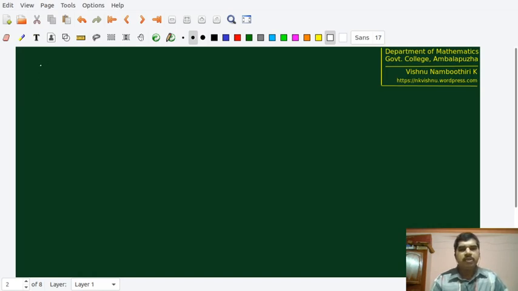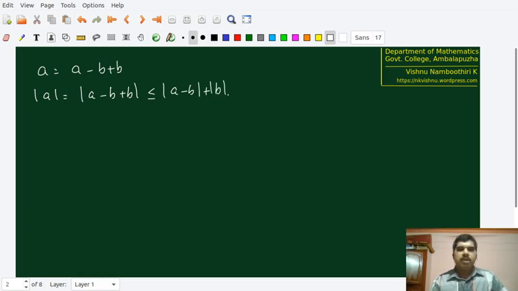So for verifying this, we will write a is equal to a minus b plus b. So by triangle inequality, we have mod a equal to mod of a minus b plus b. Using triangle inequality on a minus b and b, we get this to be less than or equal to mod of a minus b plus mod b. If we take mod b to the left side, or otherwise we subtract mod b from both sides, we get modulus of a minus mod b less than or equal to modulus of a minus b. So we are going to do exactly the same thing on b also.